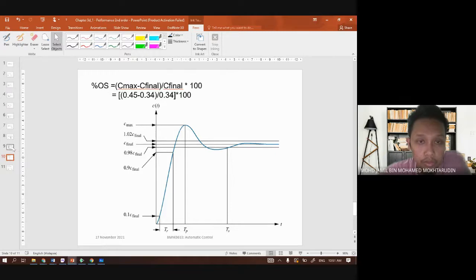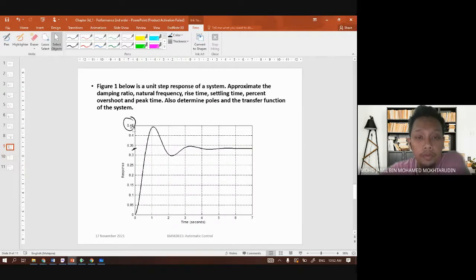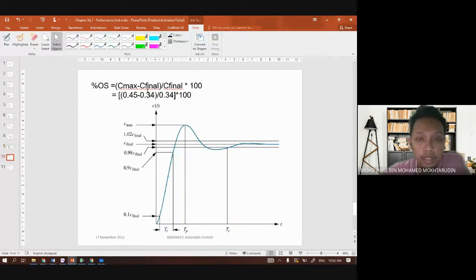Okay, so the first thing that you need to do is to calculate the percent overshoot, because percent overshoot can be determined by using C max and C final. Okay, so you use the formula C max minus C final divided by C final times 100. Okay, so C max, I said just now, it's somewhere 0.45 or 0.44, wherever that you feel okay. So just approximate. And then the C final is 0.34. Okay, calculate using the formula to find percent overshoot.